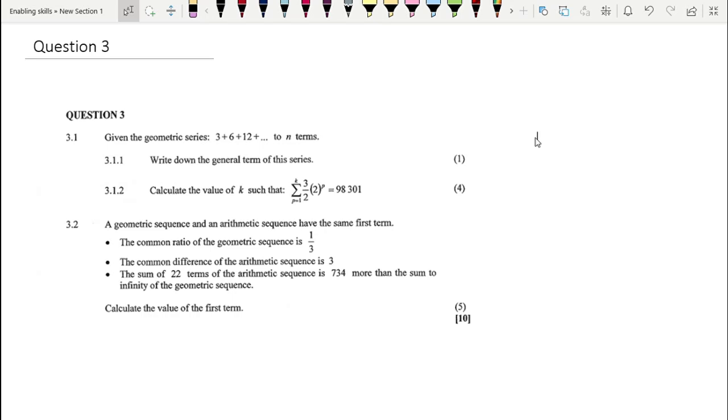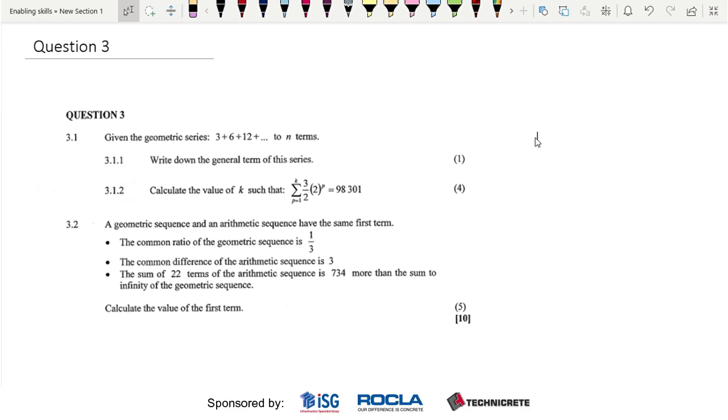Let's take a look at question 3. 3.1.1 says, given the geometric series 3 plus 6 plus 12 to n terms, write down the general term for this series. And 3.1.2 asks us to calculate the value of k such that the sum from p equals 1 to k of 3 over 2 times 2 to the power of p is equal to 89,301. So let's get started with 3.1.1.